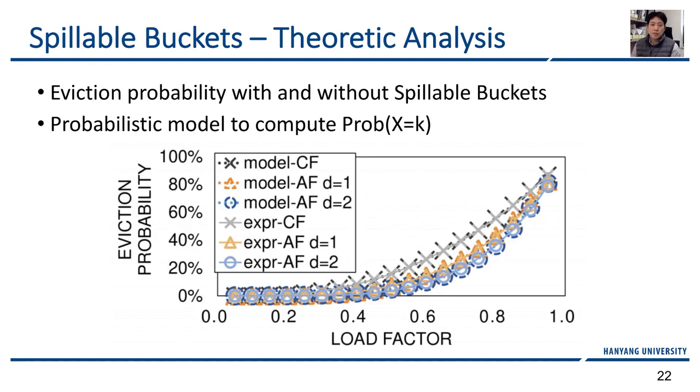This graph shows the eviction probability of Cuckoo filter and AniFilter computed by our model and the actual experimental result. The two plots are very close with less than 2 percentage points error. It also shows that the eviction probability for AniFilter with spillable buckets is lower than the eviction probability of Cuckoo filter.